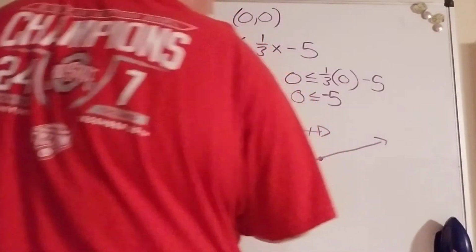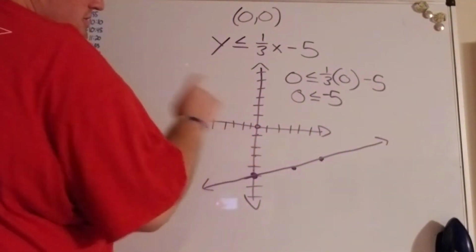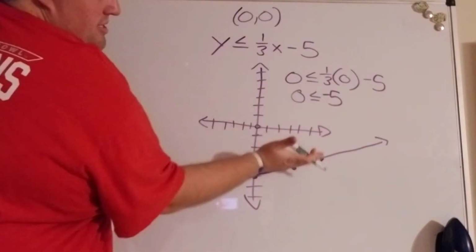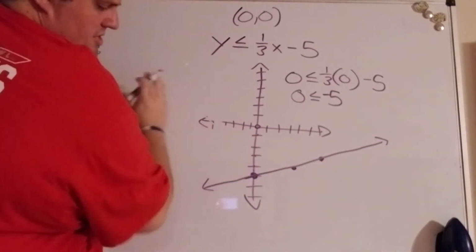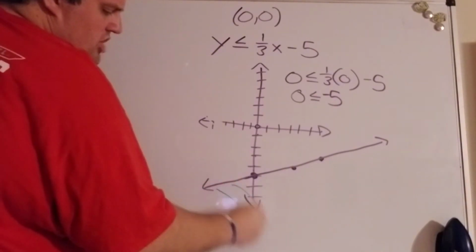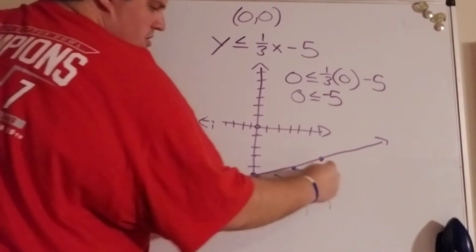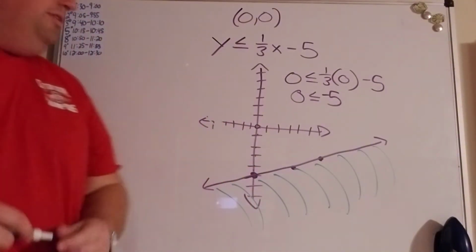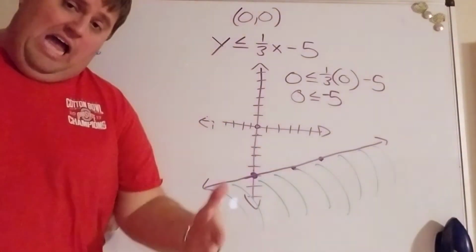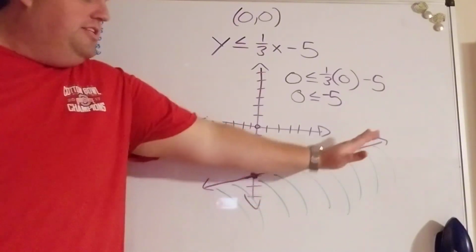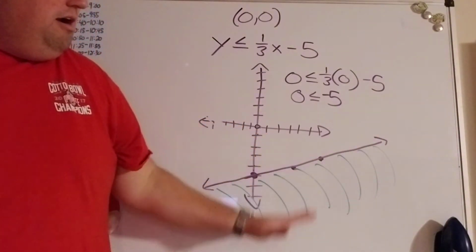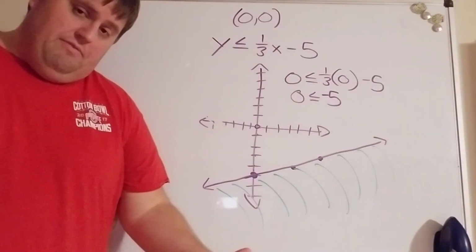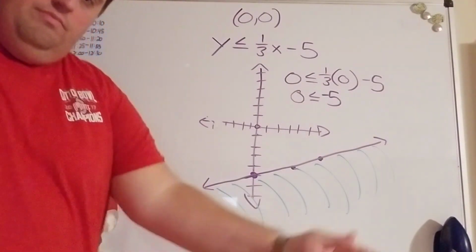So in this case, this point was false. So I'm going to go to my line. That means that all the points on this side of the line are false, which means that I need to shade the points below the line. So in this case, 0, 0 was not my solution set. It's going to be only points that are this side of my line. And there's the graph. Cool.